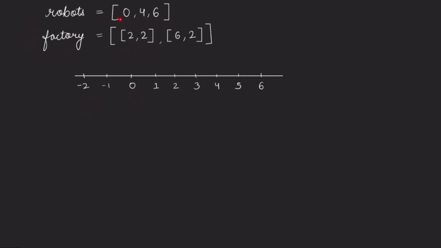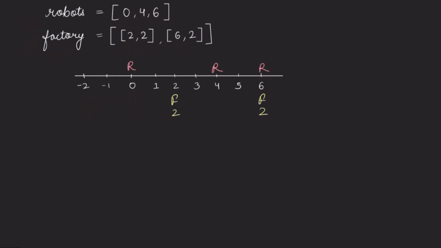So there are three robots at these positions. So it is 0th position, 4 and 6. At these three positions our robots are present, and then the factories are present at 2 and 6, right? So at 2 we have a factory and at 6 we have a factory, and the limit of both of these is 2, meaning they can repair at most two robots.